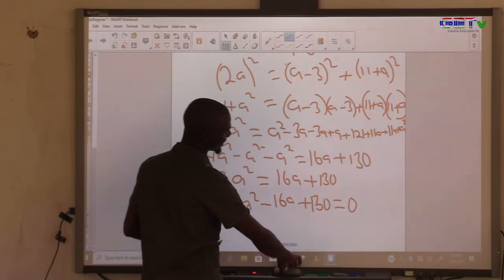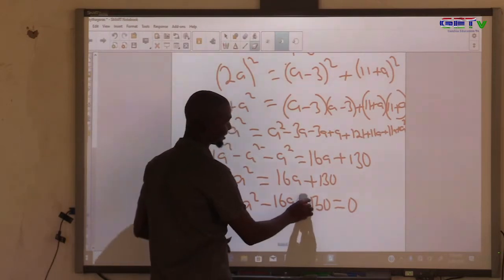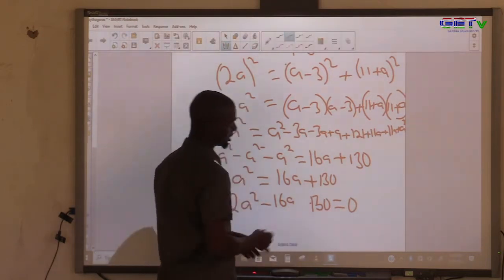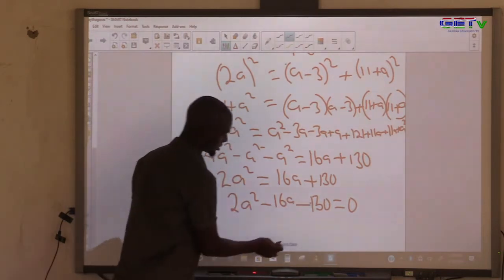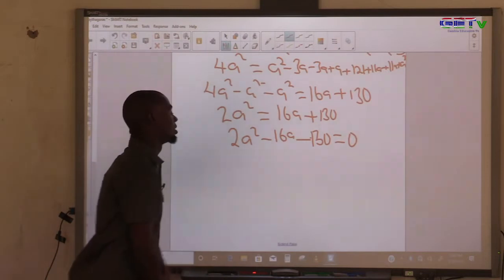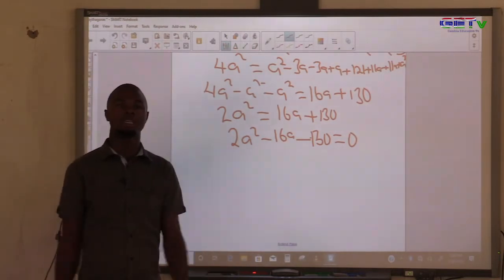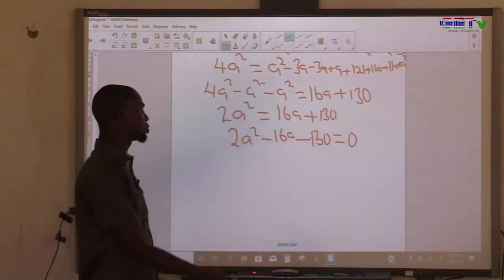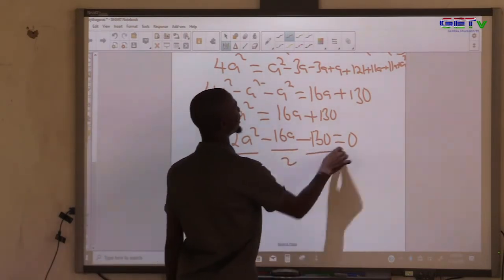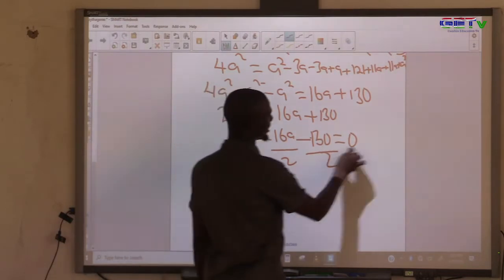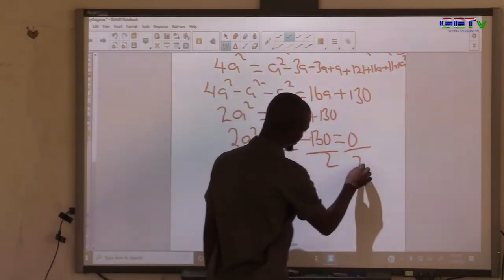Sorry, the 130 should be minus instead, because you are transposing it. Minus 130 is equals to 0. We can reduce the equation by dividing throughout by 2. We divide here by 2, we divide here by 2, we divide here by 2. Then divide the 0 also by 2.